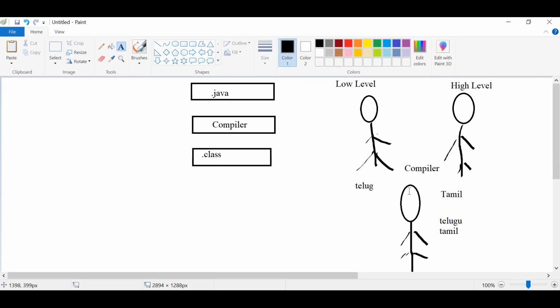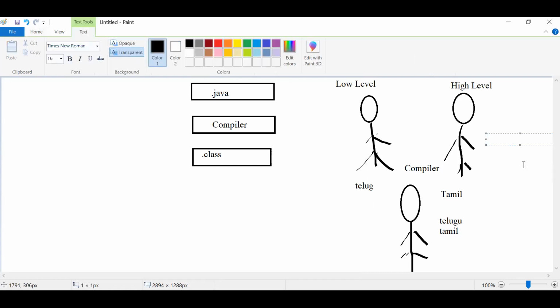Okay. So this system can understand only bytecode. Bytecode in the sense of zeros and ones only. The system knows only zeros and ones. In electronics, if it is zero, it is identified as off. If it is identified as one, it is on.